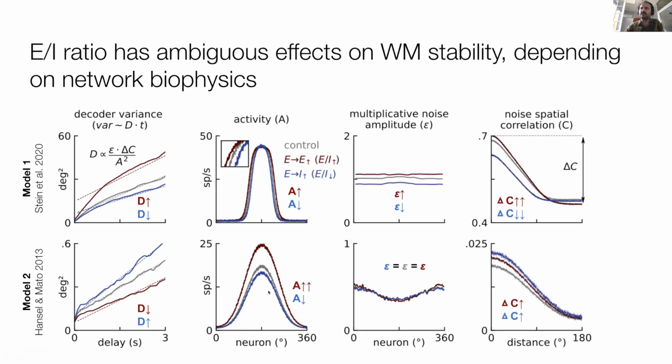On the other hand, when you look at these two types of noise, you see that the input noise in this model changes as you increase or decrease the EI ratio in the same direction as the activity, while for the Hansel-Mato model, it doesn't change at all.